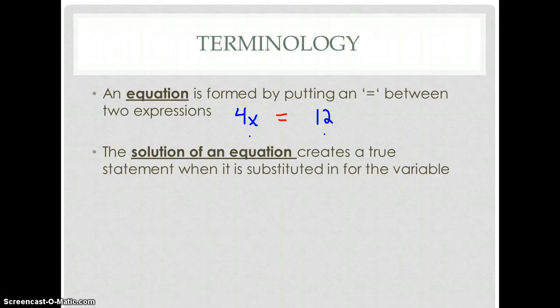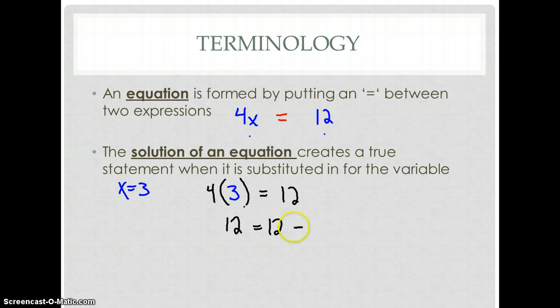So if we look at this equation, I know what the answer is. The answer to that is x equals 3. How do I know that? Well, if I come here and I do 4 times 3 equals 12, I check it by doing, well, 4 times 3 is 12, and hopefully we all know that 12 equals 12, and this right here is true. So it's a solution.